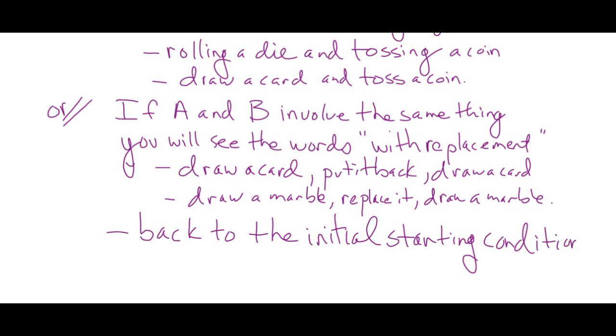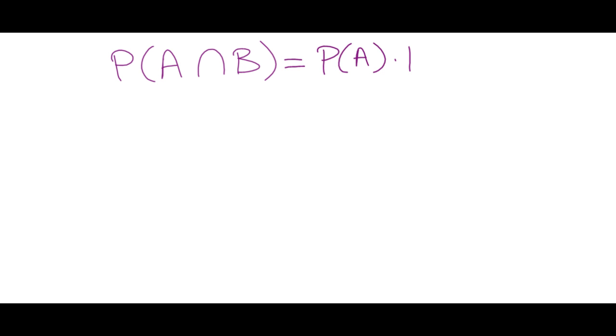So if it's draw a card, put it back, that means you're starting with a full deck. So independent events, you'd always be playing with a full deck. Draw a card, take a look, put it back, you're starting with a full deck. Draw a marble, take a look at it, put it back, you're starting with a bag full of marbles. Whatever was there initially is there now. That's what makes independent events. You get a formula which looks like this: P(A ∩ B) = P(A) × P(B).